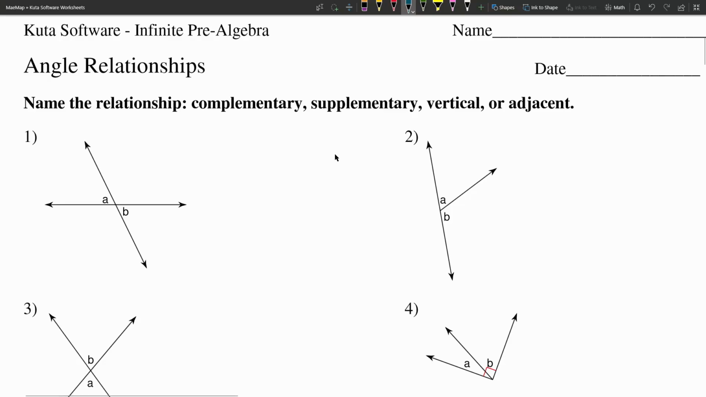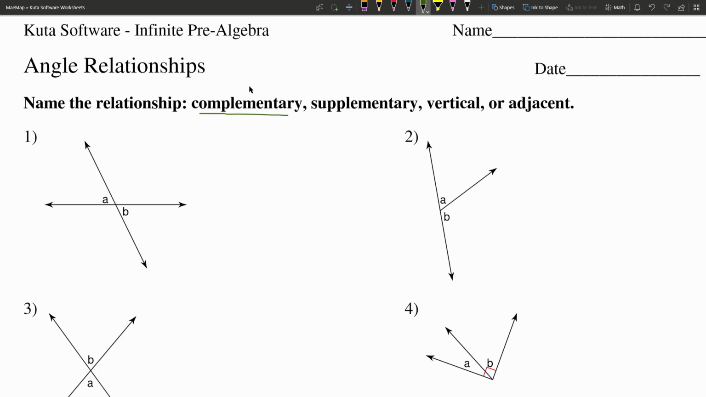In this video, we're going to complete the Kuta Software Infinite Pre-Algebra free worksheet, Angle Relationships. For our first set of directions, we're going to name the relationship as either complementary, supplementary, vertical, or adjacent. So let's quickly go over these four separate words.